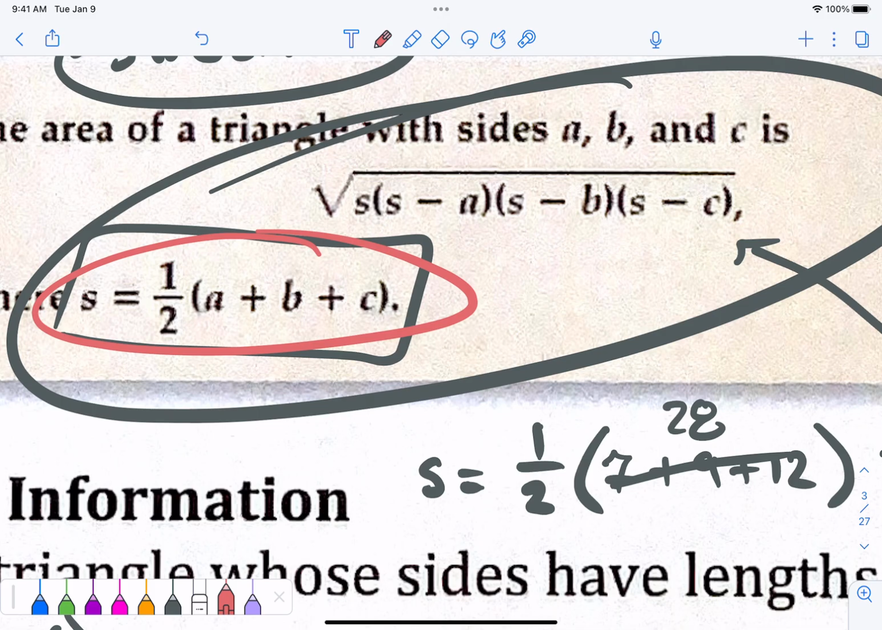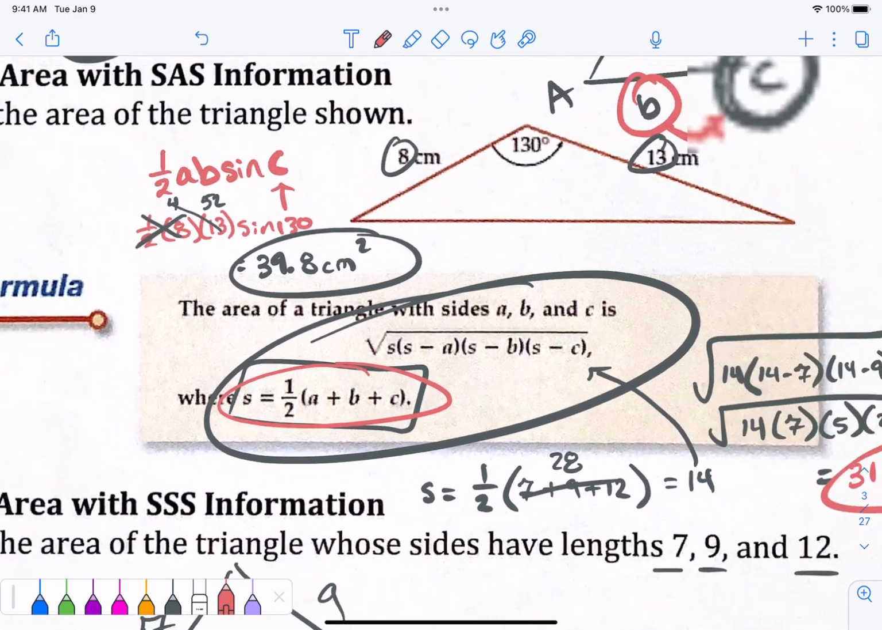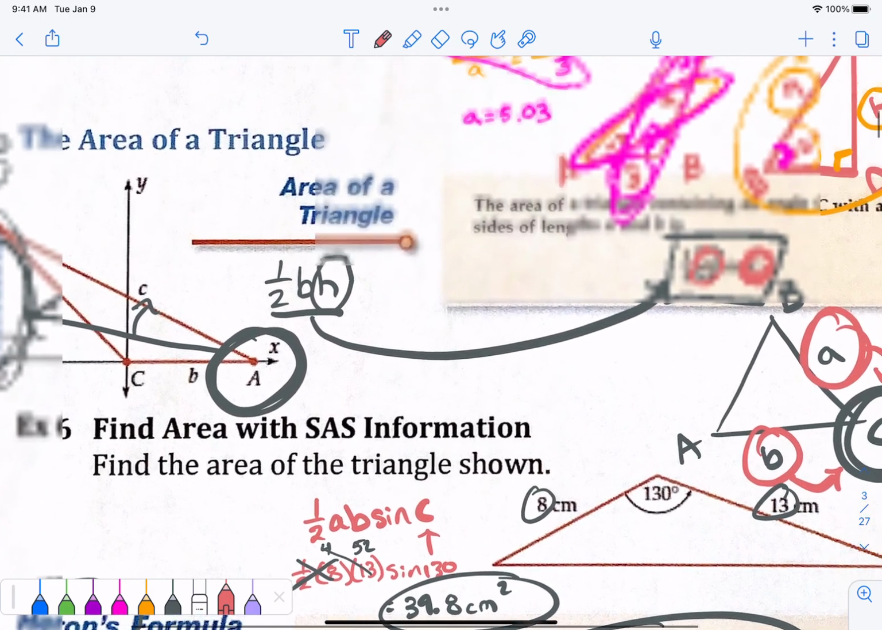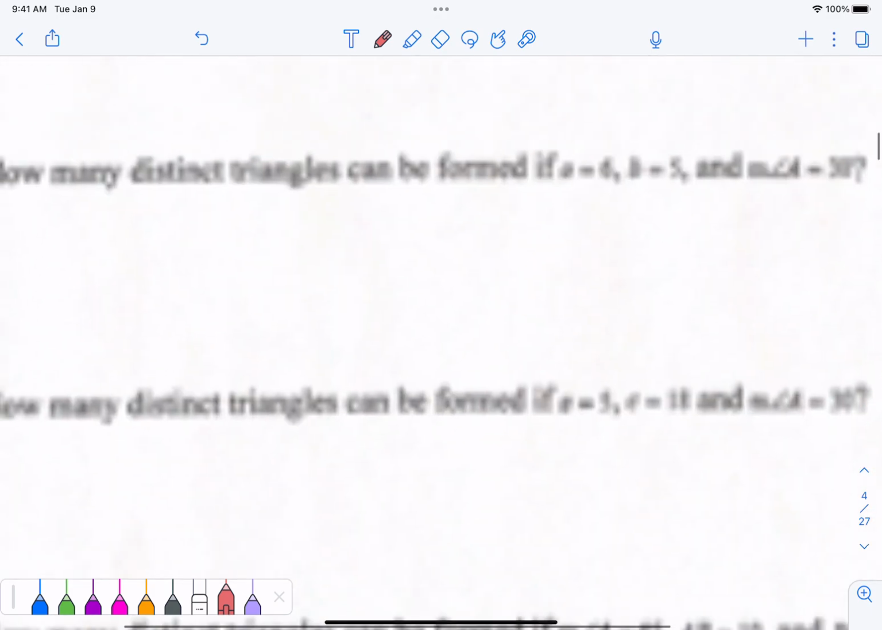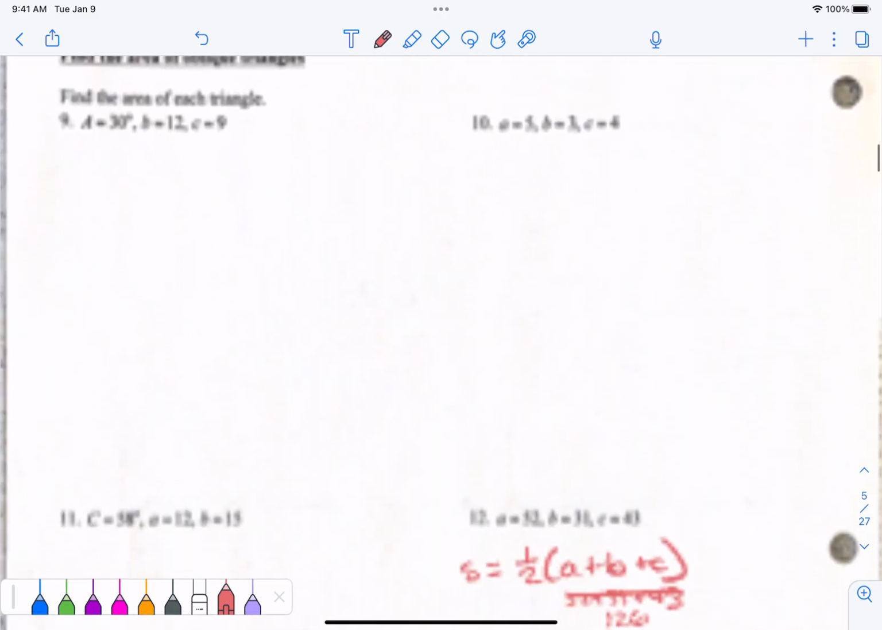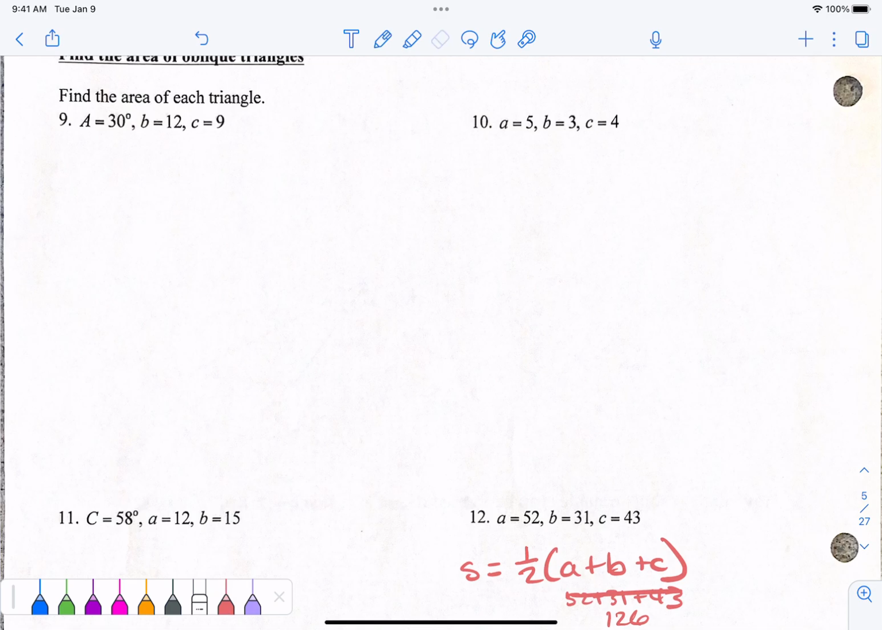So they give you three sides, you use Heron's formula. If you have an angle, you're going to use the 1/2 AB sine C. Got it? That is all the back side of the homework page that we did. So all of this is finding area, like 9, 10, 11, 12.